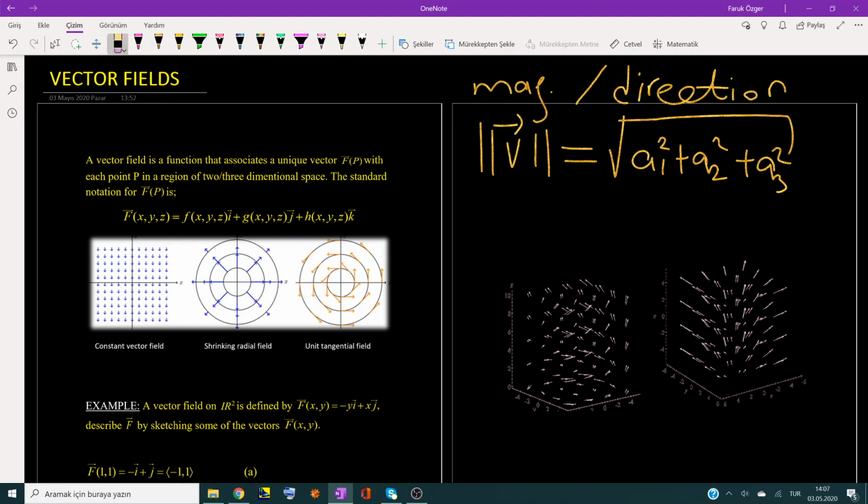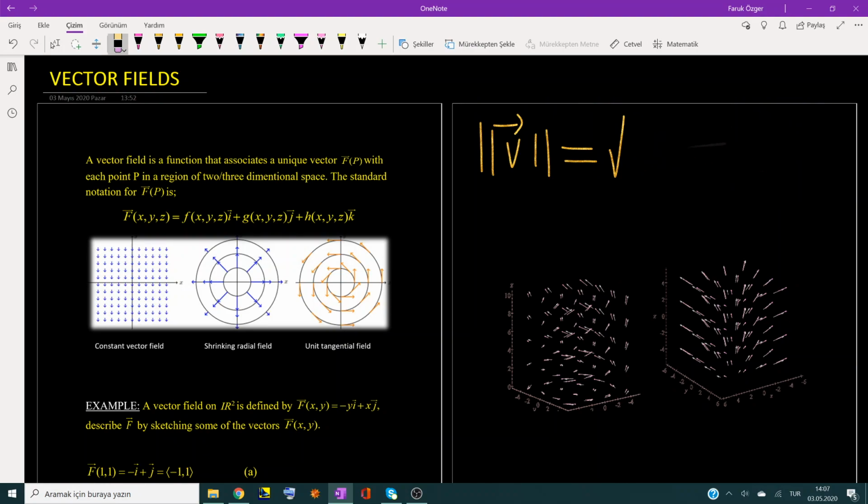So what is a vector field now? I think you are familiar with the addition and multiplication of vectors. A vector field is a function that associates a unique vector F of p with each point p in a region of 2 or 3 dimensional space. The standard notation for the vector field F of p in 3-dimensional space is given by this formula.